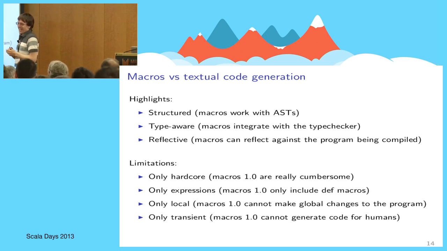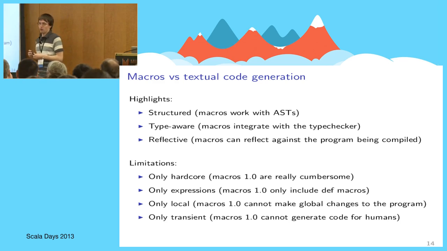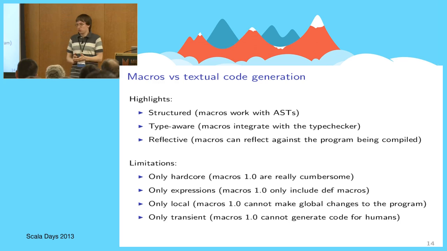Well, and finally, and this is a very good point, the code that's generated by a macro is transient. I mean, the compiler knows about it, but if you want to take a look, well, it's just not there. So there are situations when you don't need the generated code to be seen by the user, but there are situations when you do need that. For instance, for debugging, or for just seeing what it does. And yeah, unfortunately, currently macros don't support that, but we have plans for it.